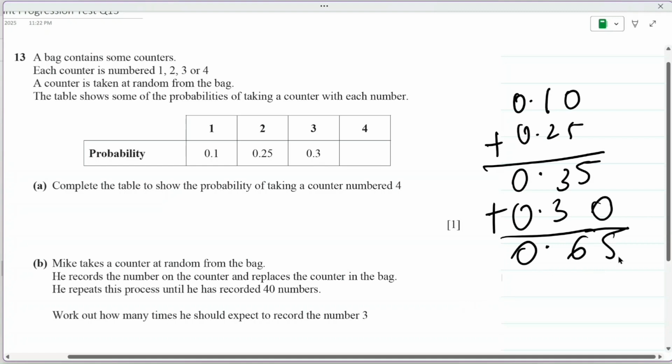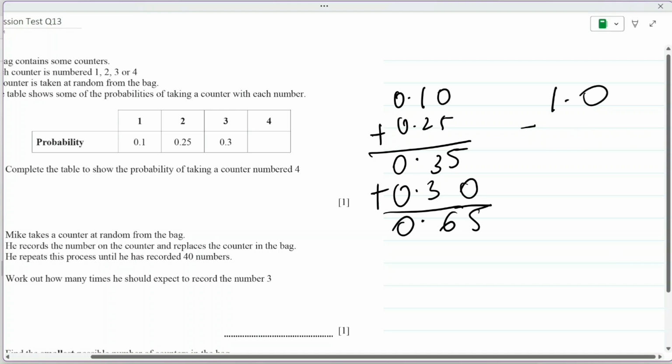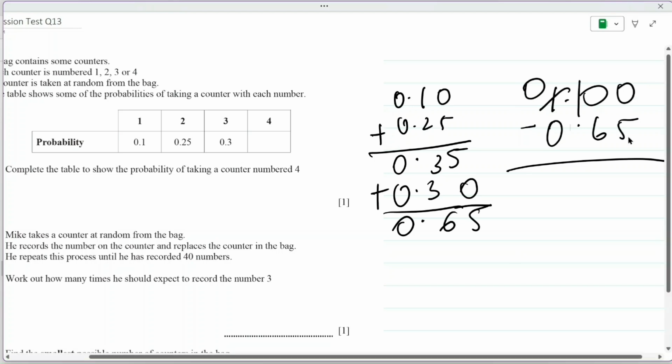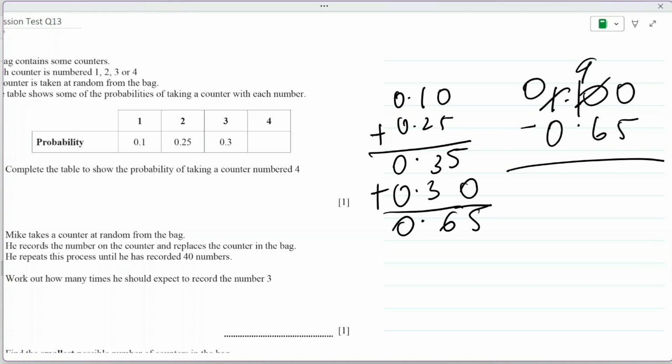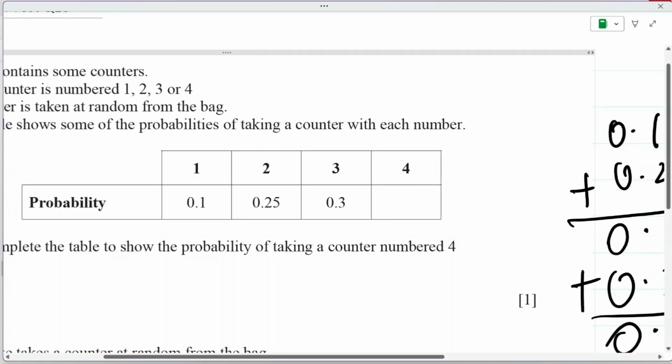Then we subtract 0.65 from 1. You have 1, you can make it 1.0, subtracted by 0.65. You can include another 0 here. You start from the back. 0 is less than 5, so you borrow. You can't borrow from 0, so you borrow from this 1. If you borrow from 1, you'll be left with 0. This turns to 10. We're trying to work with the 0 minus 5, so you borrow 1 from the 10, you'll be left with 9, and this is now 10. 10 minus 5, that's 5. 9 minus 6, that's 3. 0 minus 0, that's 0. So the probability of picking a 4 is 0.35.